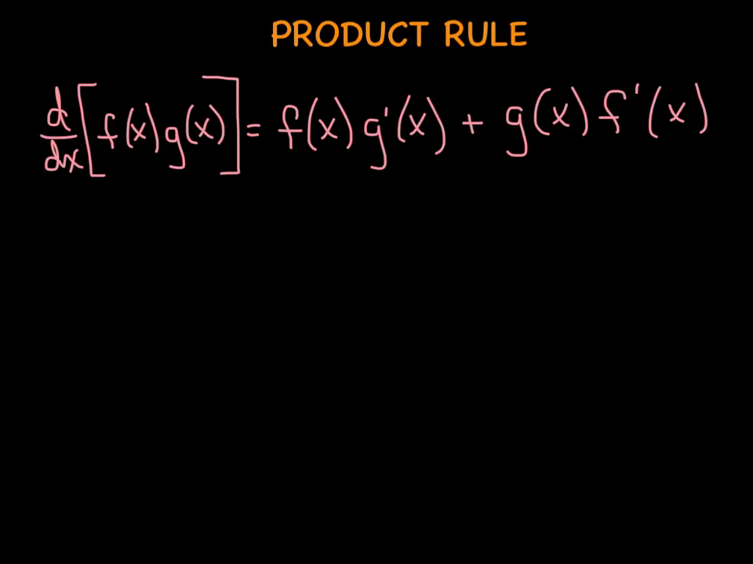So let's take a look at a couple of examples where it may and may not be applicable. We'll talk about example number 1, let's say x sine of x, versus example number 2 where we say 4 sine of x.